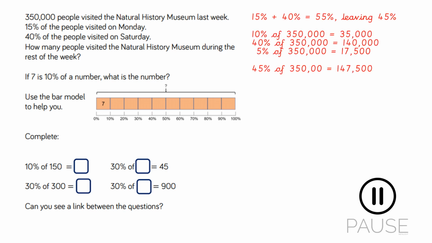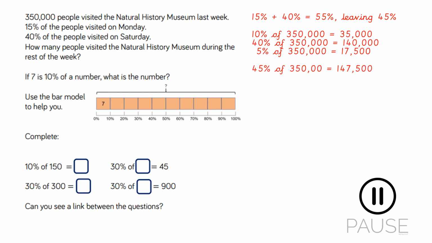So between Monday and Saturday, that means 55% of people visited, because 15 add 40 is 55%. So that means that for the rest of the week, 45% visited. But it wants to know how many that is. So to find 45%, we need to find 10%, which is 35,000, times that by 4, which is 140,000.